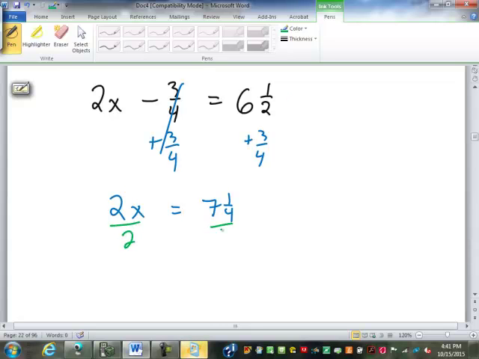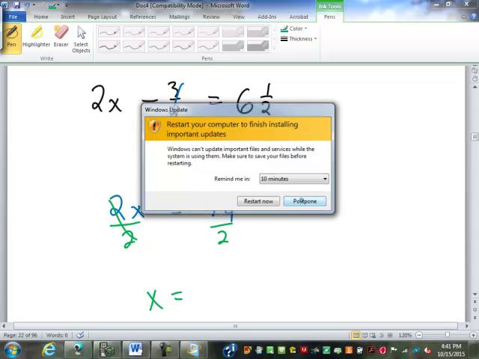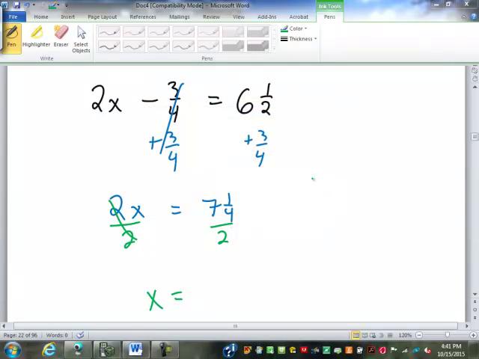Divide by 2. Good. X equals, well, 7 1/4 divided by 2. I have to make this into an improper fraction. 7 times 4 is 28, plus 1 is 29/4. Now instead of dividing by 2 over 1, I'm going to multiply by 1 over 2. So this is 29 over 8.